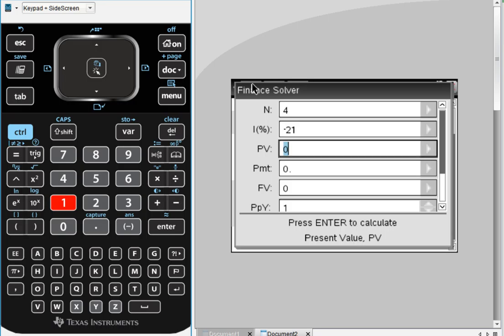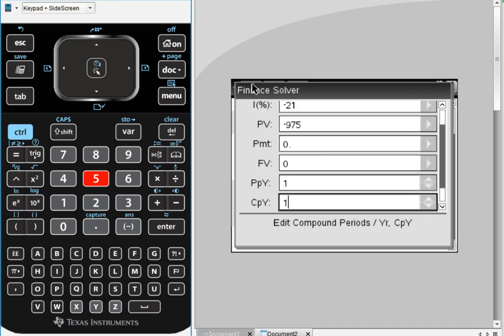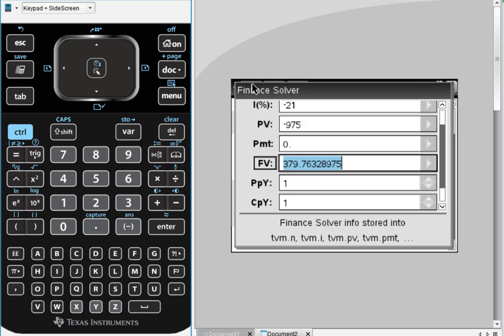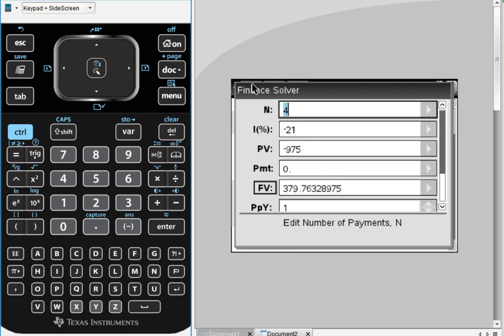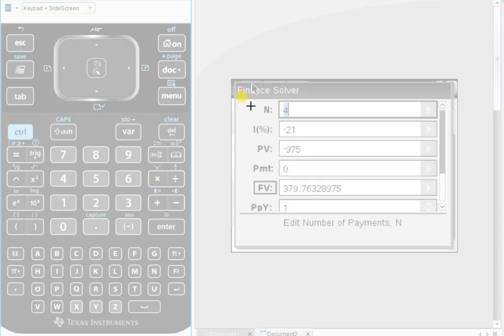The PV: initially when you buy the phone, you no longer have that $975 to spend, so that will be negative. So again, always ask yourself, can I spend this money? No, I just bought a phone, the value is now in the phone. So that will be minus. Again, don't worry about this until we get to annuities. Future value, that's what we're looking for, so we're going to press enter. PPY and CPY are both 1, so I can press Shift Tab to go backwards and press enter, and my answer is confirmed there, $379.76. Let's take a little screenshot of this and put that in there as well.